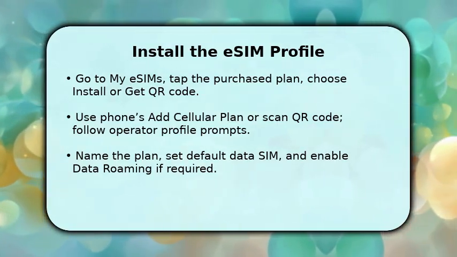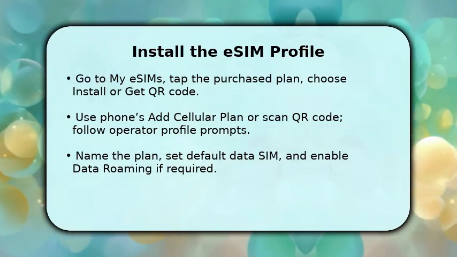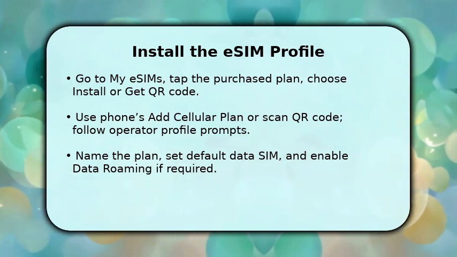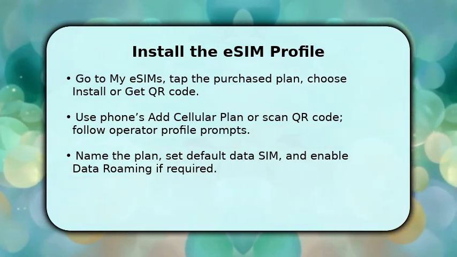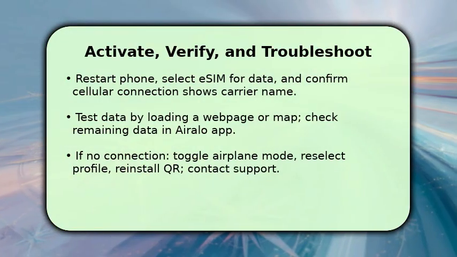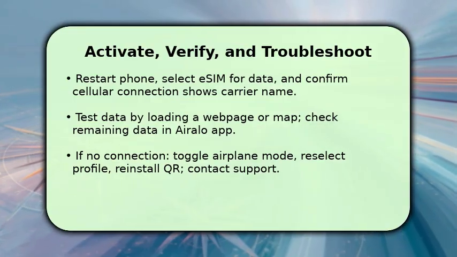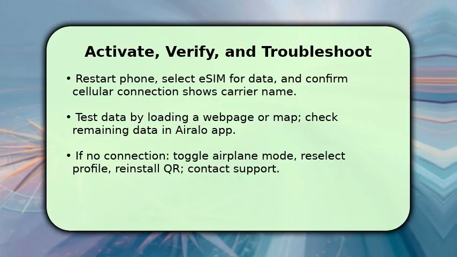Next, label the line so you can distinguish it, set it as your data SIM if you want, and enable data roaming only for that profile when instructed. You finish by restarting the phone and selecting the eSIM for mobile data. This activates the profile in most cases and ensures the phone registers on the local network.